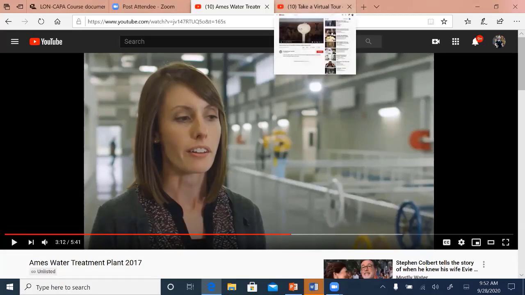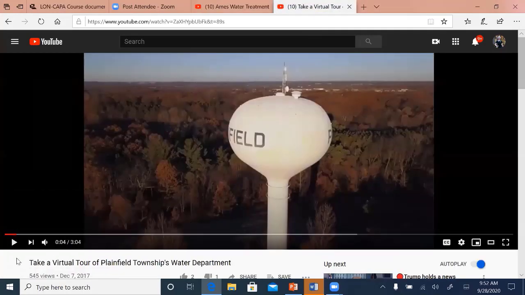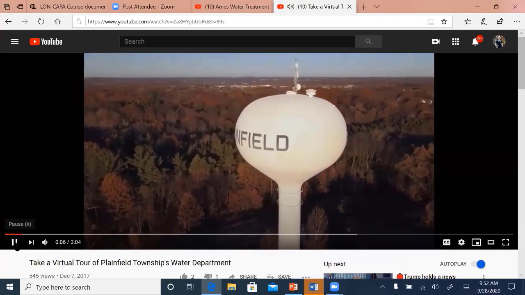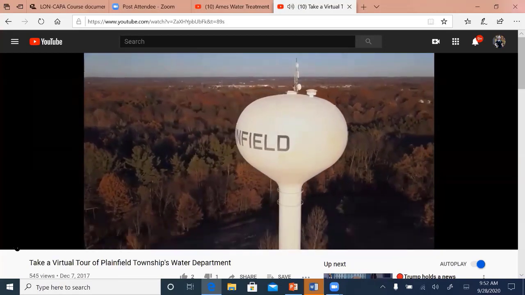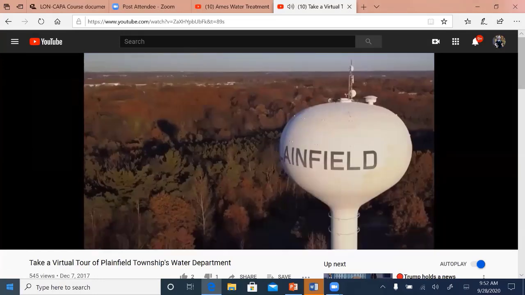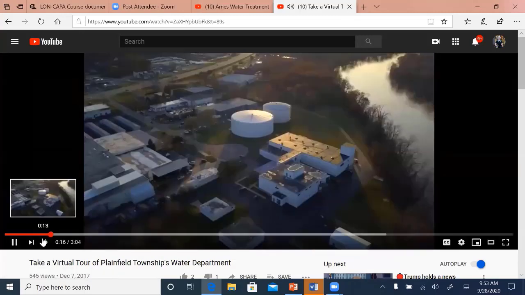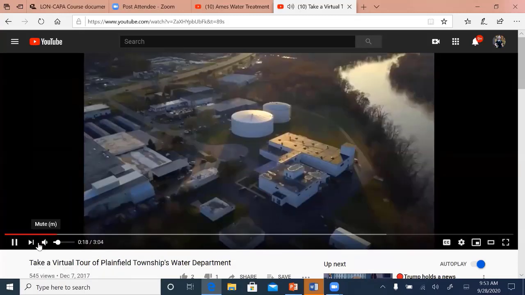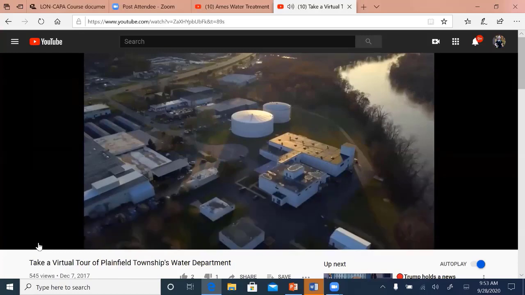I've got one other tour we can quickly do, and this is Plainfield Township's treatment plant. This is water from 11 wells located in 2 separate well fields around the area. These wells have the capacity to pump more than 19 million gallons of water per day into our treatment plant, where the water is then treated to meet or exceed federal and state requirements for safe, clean drinking water for more than 40,000 residents and neighbors.